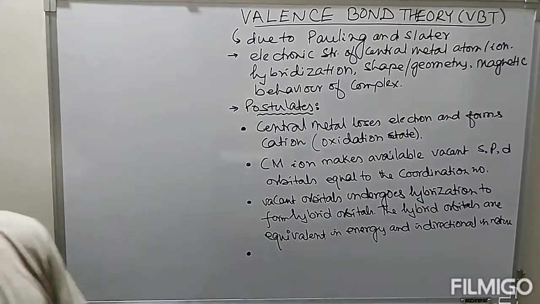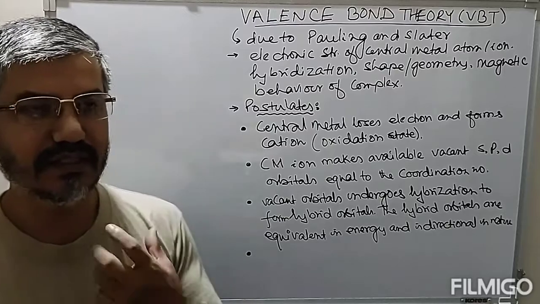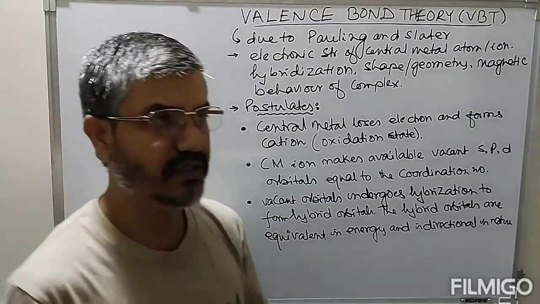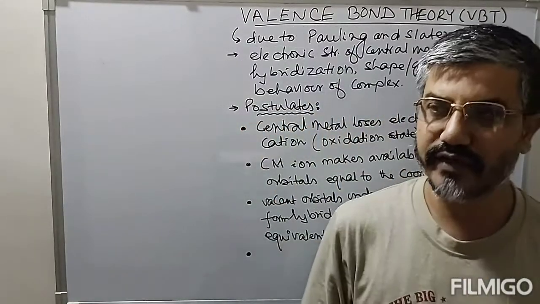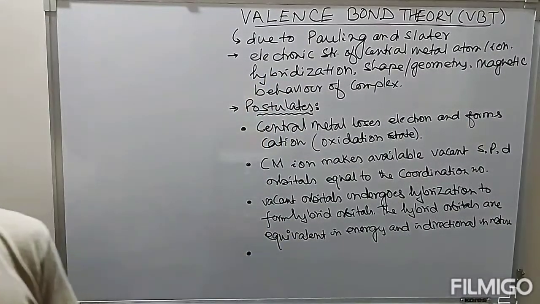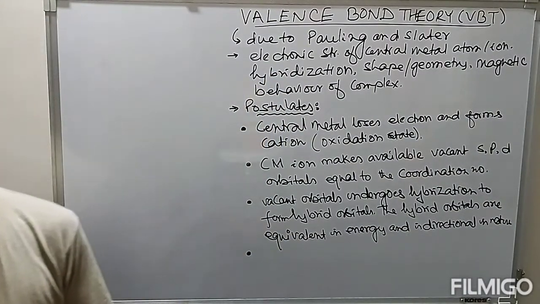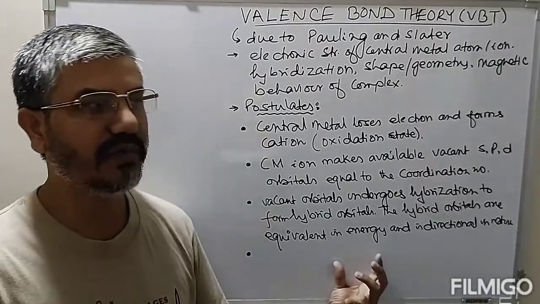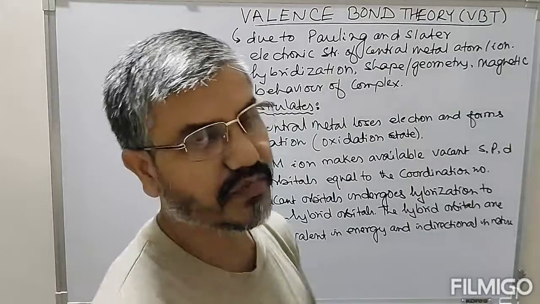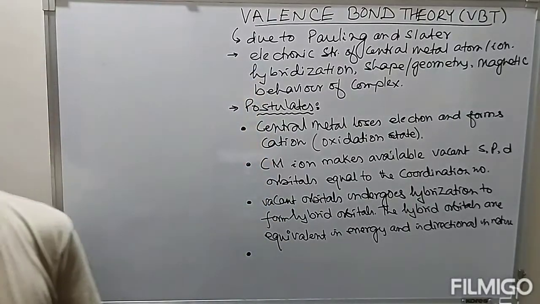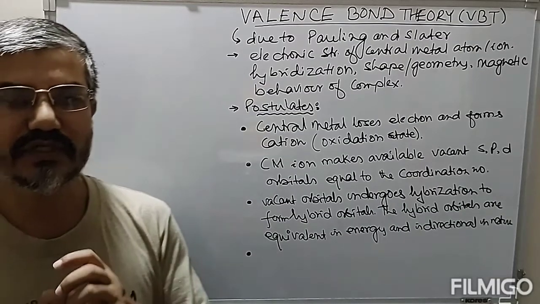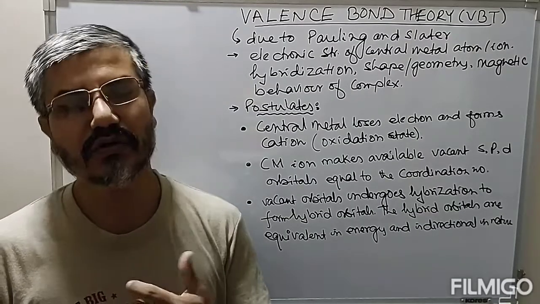Next, once the hybrid orbitals are formed, these hybrid orbitals being vacant, they overlap with the filled sigma orbitals of the ligand to form a coordinate or dative bond. That means the metal orbitals being unoccupied, vacant, the pair of electrons should be coming from the ligand only. Since both the electrons are coming from the ligand only, the bond formed between the ligand and the metal ion is predominantly a coordinate or covalent bond.